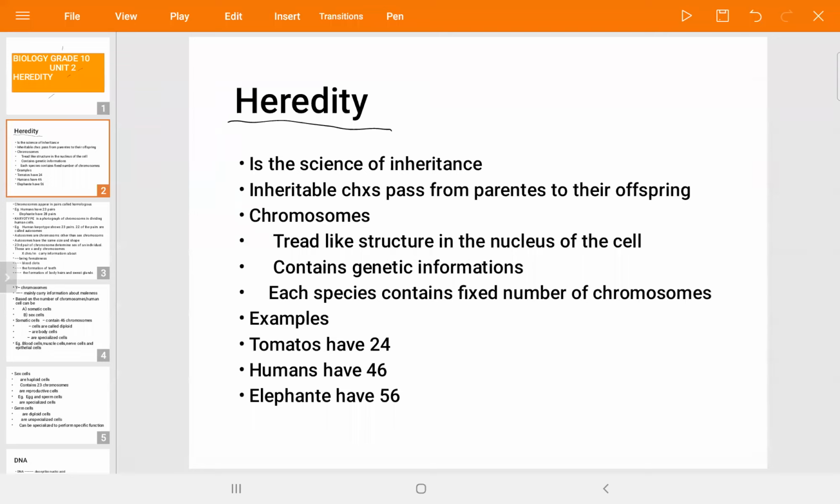We have two kinds of cells. As I've said, we have eukaryotic cell and prokaryotic cell. Is there any difference between eukaryotic and prokaryotic cell? What do you know about eukaryotic cell? Eukaryotic cell has genetic material enclosed in what? Nuclear membrane. We have two compartments, the cytoplasm and the nucleoplasm. The nucleoplasm is surrounded by what? By nuclear membrane.